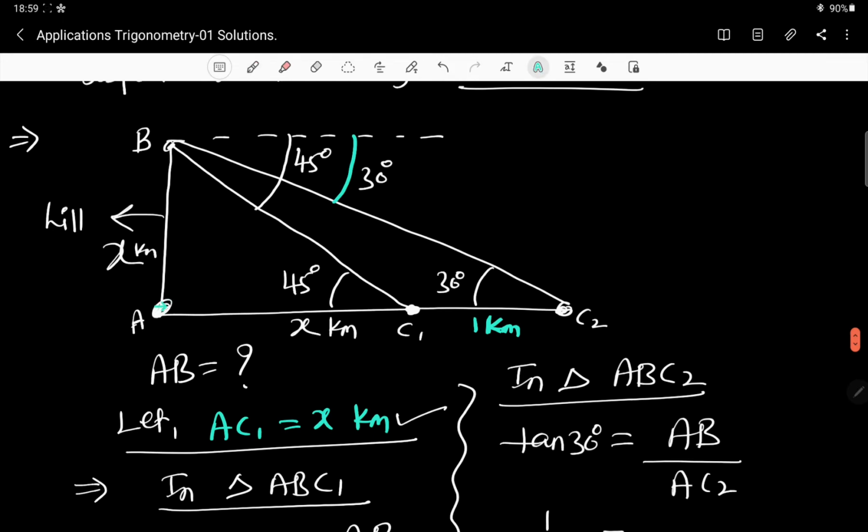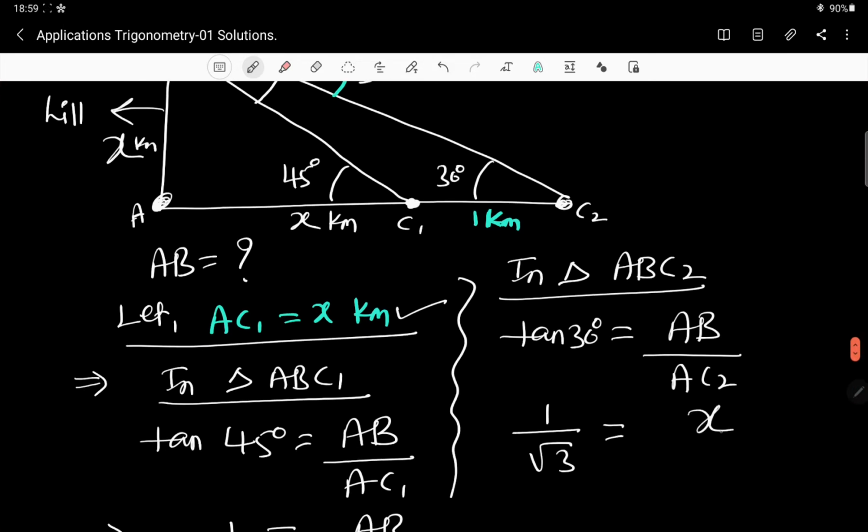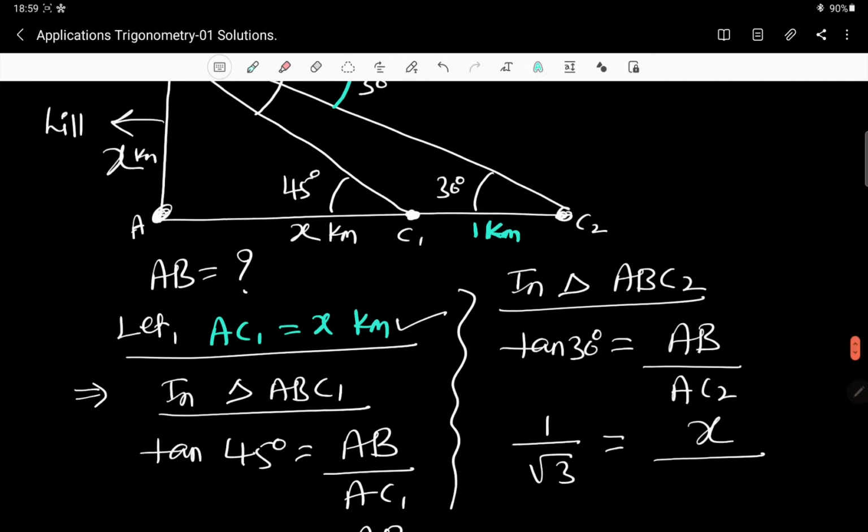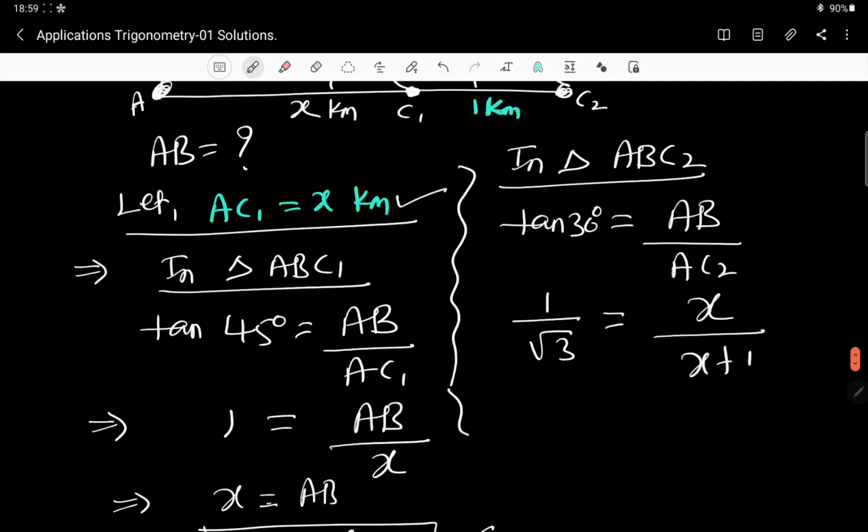And how about AB? Look at this AB, dear children. This AB value we got as x, no? So instead of this AB, I am going to write x. And how about AC2? Look at this A, then C2. AC2 is AC1 and again C1, C2. So this total AC2 is x plus 1. So I'm going to write this as x plus 1. Now from this you find the value of x, correct? So let us try to find the value of x from this.